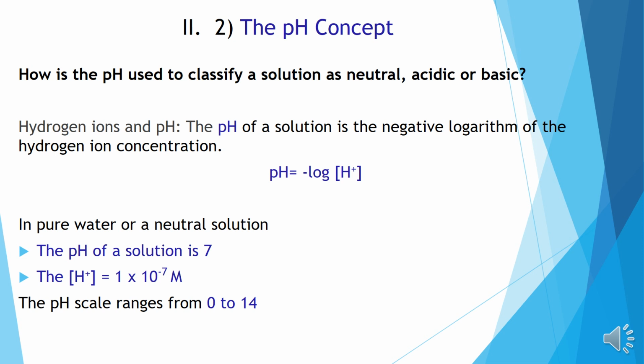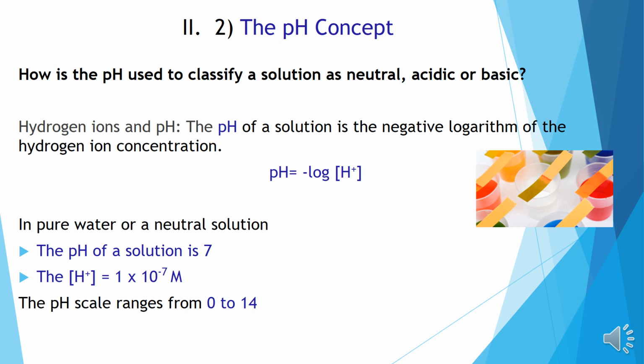Both statements express exactly the same information about the hydrogen ion concentration of a solution, but the first statement expresses the information in a more concise manner. So here we notice in this figure the pH paper that classifies a solution as neutral, acidic or basic by changing its color.